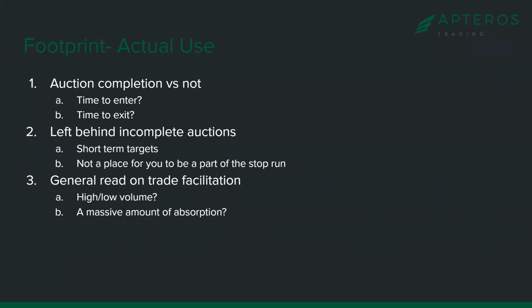And then the general read on trade facilitation, right? Is there balance here? Is it higher two-way trade type volume? Is it even one side pressing, and it's being absorbed? We can see that on the footprint chart as well as the delta. I usually see it on the delta. I find it easier.